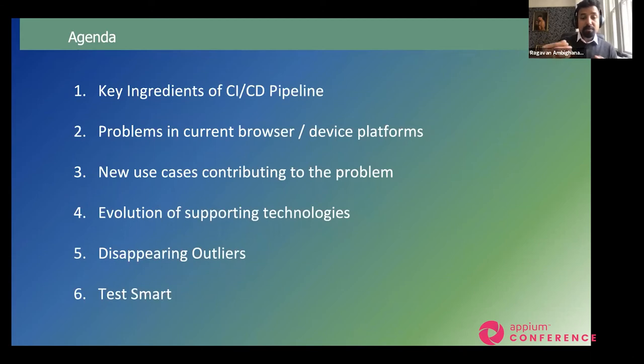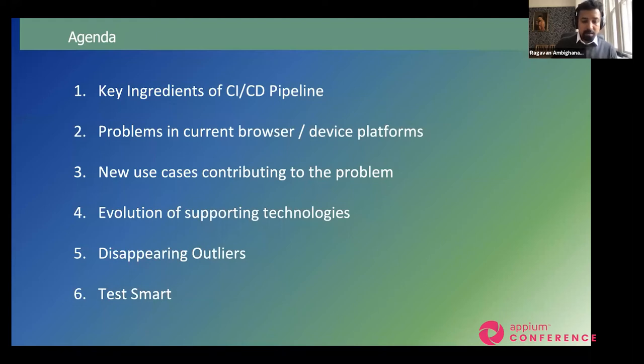The fourth is the evolution of supporting technology. We discussed a problem; we're also going to discuss the supporting technologies that I think could create solutions for those problems. The fifth is disappearing outliers. We're going to have a few slides on what actually created the SaaS trend in the first place, and some of these are disappearing, and what they are. And finally, test smart. Testing never ends, it only stops. So how we can test smart is what we're going to discuss.